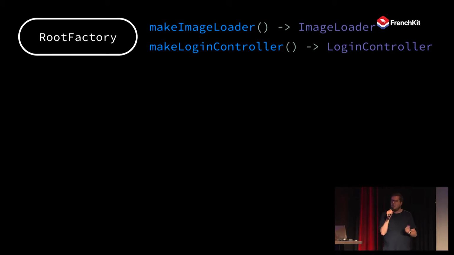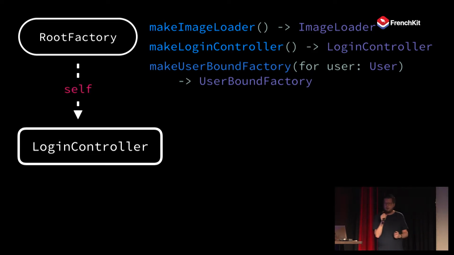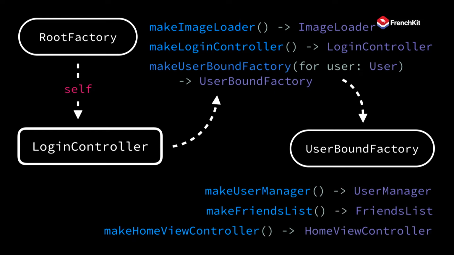But more interestingly, we can make other factories. We can actually ask the root factory to make a user-bound factory, which is bound for a specific user. And here comes the lock. In order to call this method, we actually need to have a user. And we can get that through the login controller. So the login controller gets the root factory injected into itself, and then when it has performed login, it calls this method. It retrieves a new factory, in this case a user-bound one, and that way it can keep making new objects that have the user as a non-optional property, which is bound to that specific user. So it becomes a lot clearer.